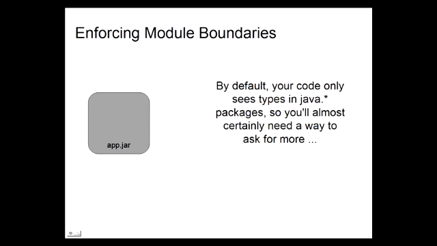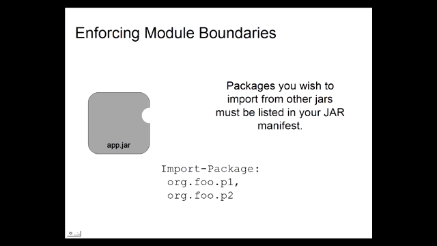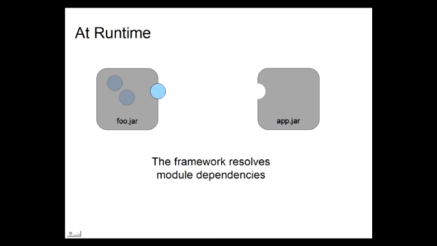So by default, your code only has access to the java.* packages. So in almost all cases, you'll need to have a way to ask for more. And the way OSGi does this is packages that you wish to import, you must list in another manifest header, Import-Package. So in this particular example, I'm showing org.foo.p1 and org.foo.p2 as being imported into the app.jar module.